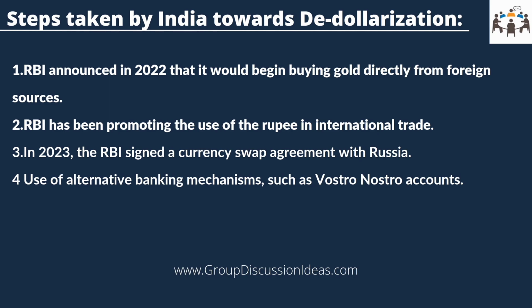One of the steps India is taking towards de-dollarization is exploring the use of alternative banking mechanisms such as vostro-nostro accounts. These accounts allow for international transactions between banks in different countries, enabling India to diversify its currency holdings and reduce its reliance on the US dollar. While nostro-vostro accounts may have different fees and regulations than domestic bank accounts, they offer several benefits, including the ability to make payments and transfer funds between banks in different countries, hold deposits in the currency of another country, and settle debt between banks.